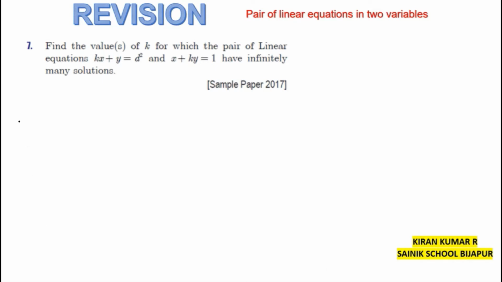Question 7. Find the values of k for which the pair of linear equations kx plus y is equal to k square and x plus ky equal to 1 have infinitely many solutions. Actually, there's a misprint. This is k square, it is not d square, it is k square.